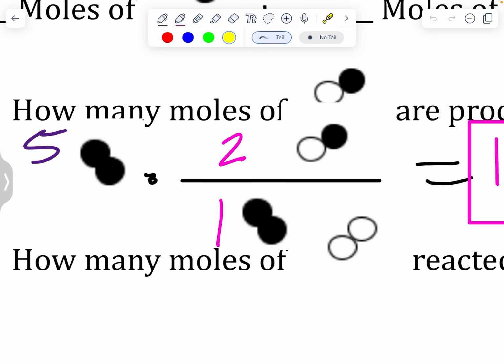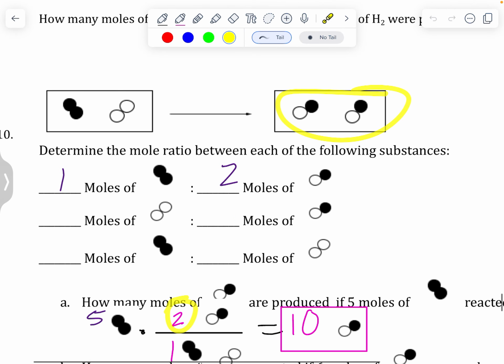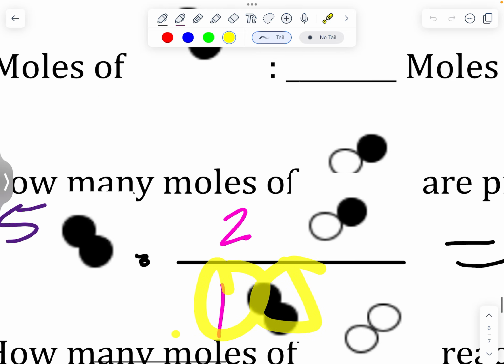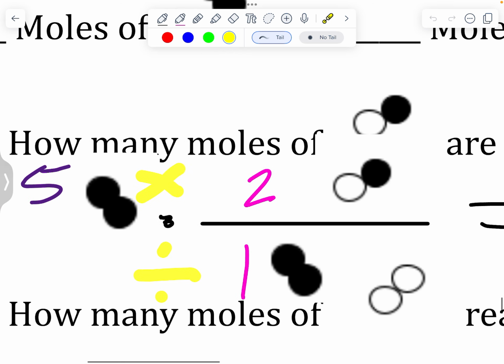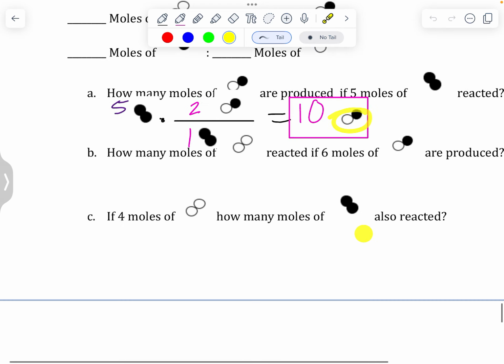Then, in this problem, what do I need to solve for? I need to solve for this particle. So I'm going to put it at the top, and then based on my balanced equation, how many of each do I have? Ignore this. We're not going to pay attention to that. So I have 2 of this substance, so I'm going to write that down. And I have 1 of this substance, so I'm going to write that down. Now, when I solve, I multiply across, and I divide the bottom. So 5 times 2 equals 10, divided by 1 equals 10. So I get 10 of this substance. Go ahead and solve A through C.